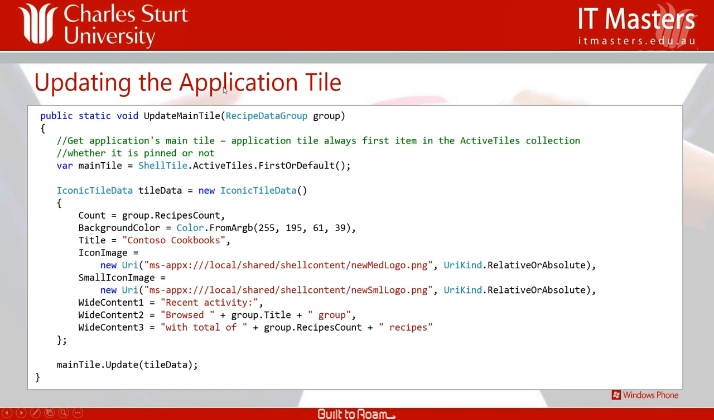To specify the application tile, so this is the primary tile for our application, we basically pull off the first tile that's in this active tiles list. Okay, so this is true whether it's been pinned or not.